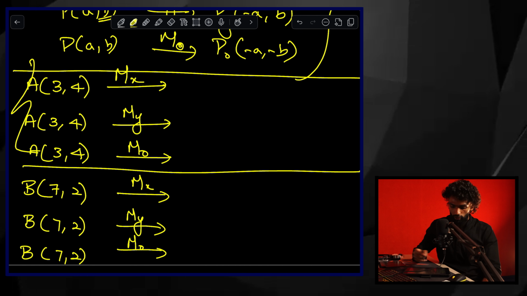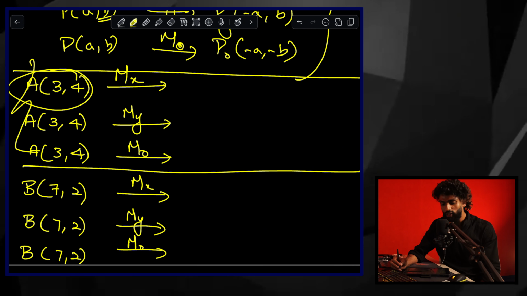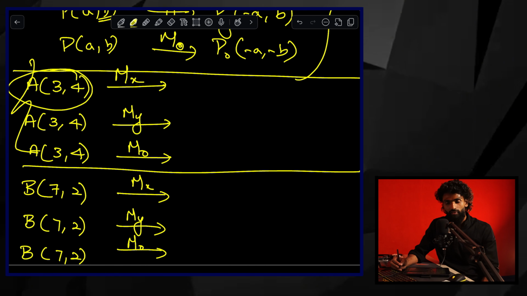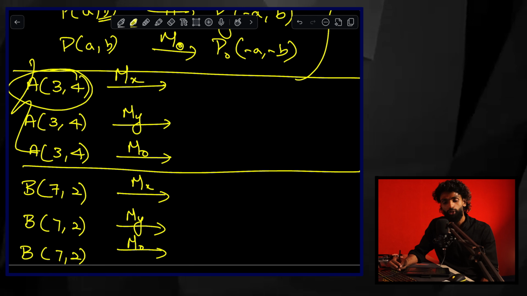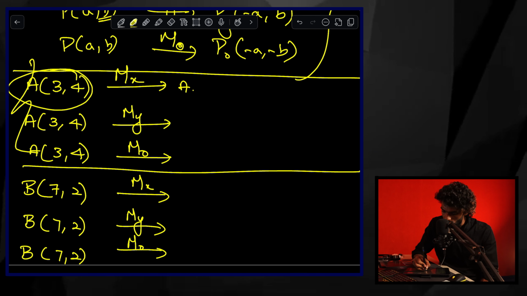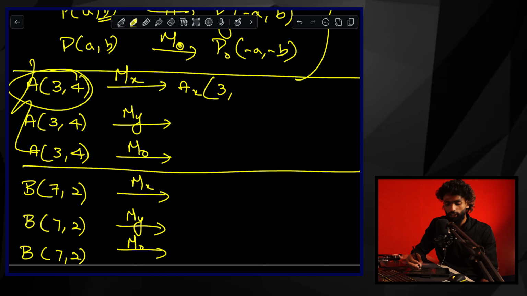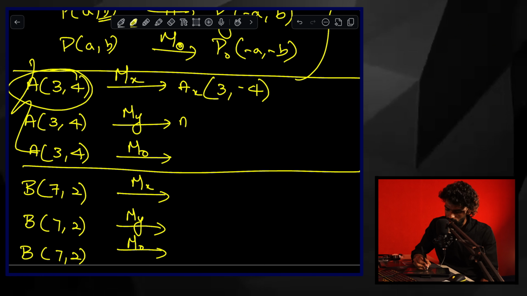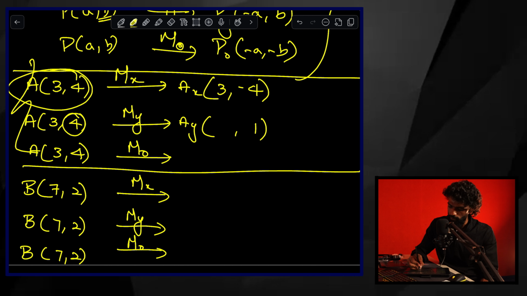Let's try this. The first question says A(3, 4), where obviously 3 is the x coordinate and 4 is the y coordinate. Mx means reflection along x-axis. What's the hint? If it's x-axis, the x coordinate remains the same, but the naming has to change. So it becomes Ax, that's the image's name. 3 remains as it is, the plus 4 becomes minus 4. This is my first answer. Simple. Now next, the answer will be Ay, and now the y coordinate remains as it is, so it becomes 4 as it is.